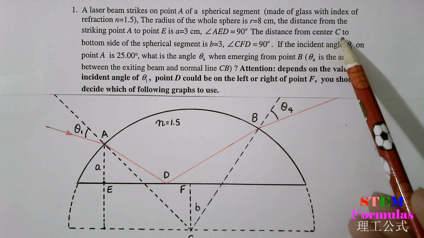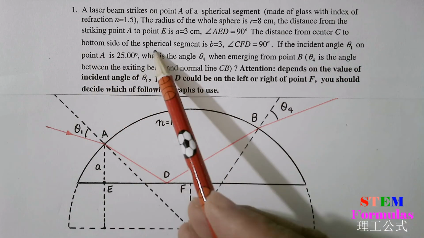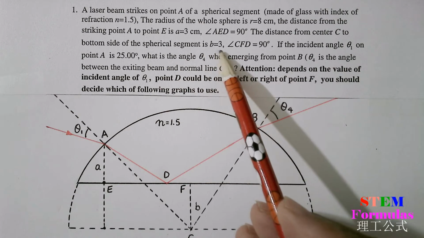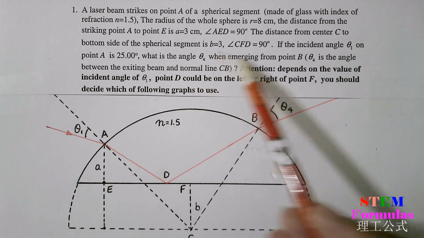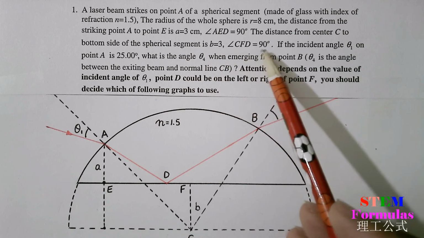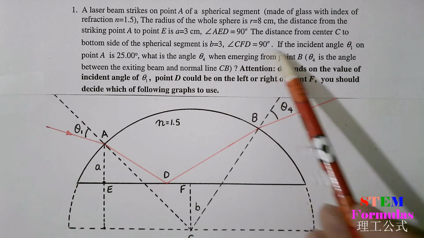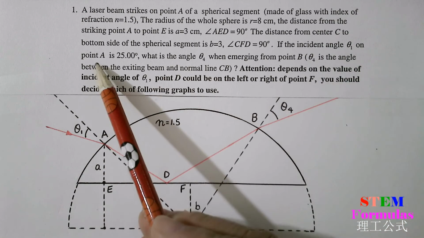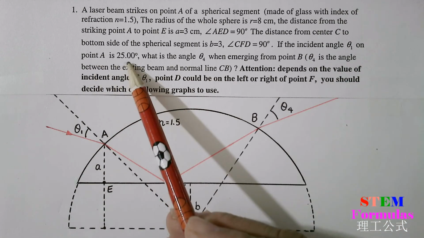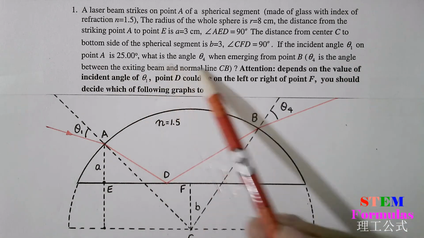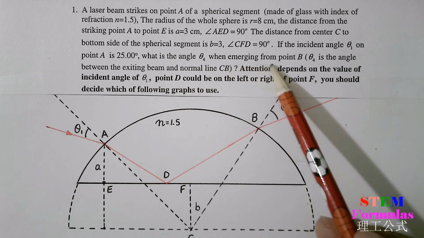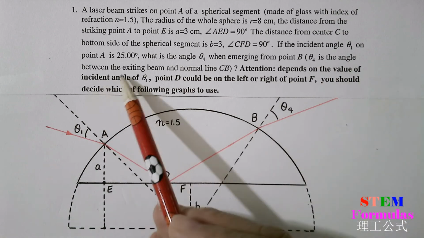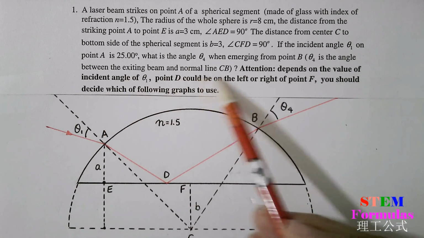The distance from center C to the bottom side of the spherical segment is b, equal to 3 centimeters. Angle CFD equals 90 degrees. If the incident angle θ1 at point A equals 25 degrees, what is the angle θ4 when emerging from point B? θ4 is the angle between the exiting beam and the normal line CB.